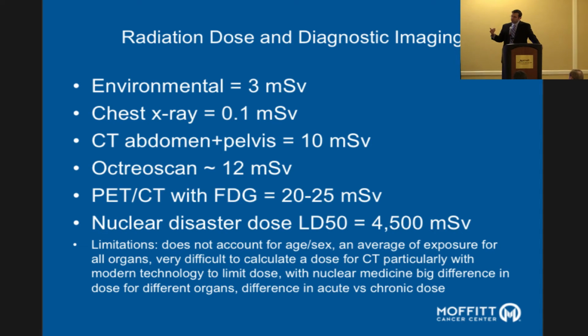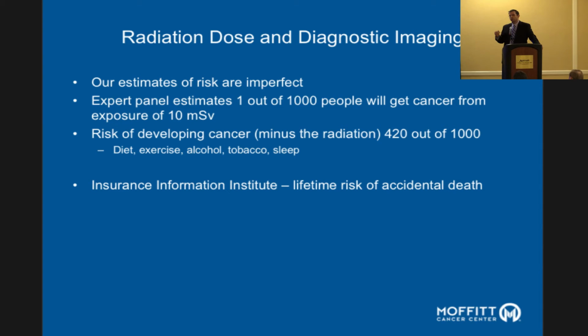But when that same expert panel, to give you a frame of reference, talked about using their same risk calculators, your risk of getting cancer is 420 out of 1,000. So that means if you get that abdomen pelvis CT scan, your risk just went up from 420 to 421. It's measurable, it's there, but it's fairly insignificant.